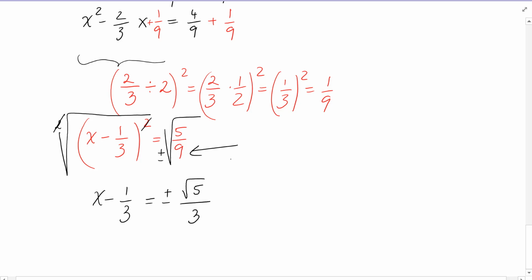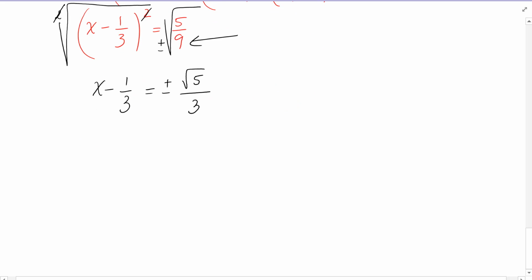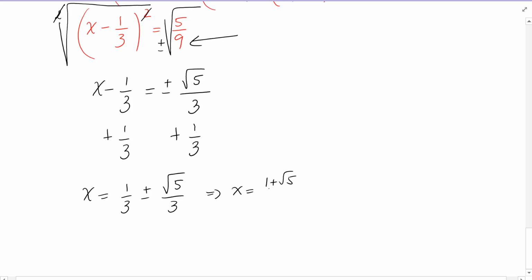You see what I did? I calculated square root of 9. So I'm going to add 1/3 to both sides, and the solution is x equals 1 over 3 plus minus square root of 5 over 3. Or I can actually write x equals 1 plus minus square root of 5, all over 3. So how many solutions do we have? We have 1 plus square root of 5 over 3, and we have 1 minus square root of 5 over 3. I hope this helps.